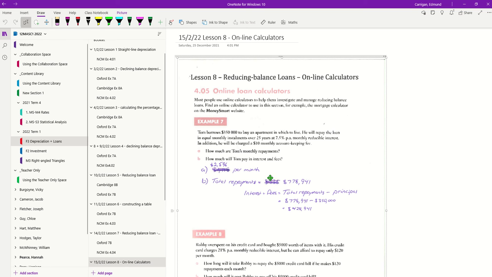Okay, today we're going to have a look at reducing balance loans and credit cards, and the online calculators that are available. This is from New Century Maths. So here we have a look at example 7. It's asking us to go to an online mortgage calculator on the Money Smart website.